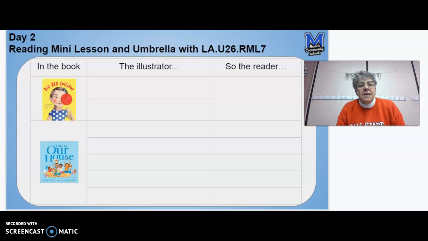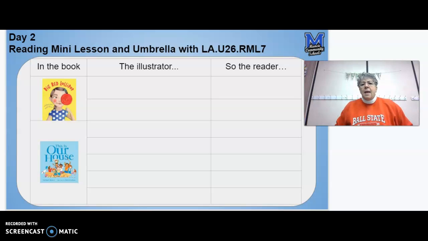We've been talking about different parts of a story. Today we're looking at the two stories, The Big Red Lollipop and This Is Our House. And we're going to be looking specifically at how the illustrator uses images that cause you to think it's closer and further away.